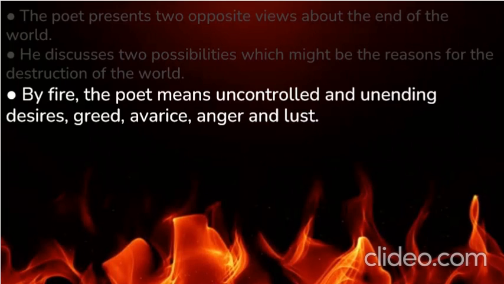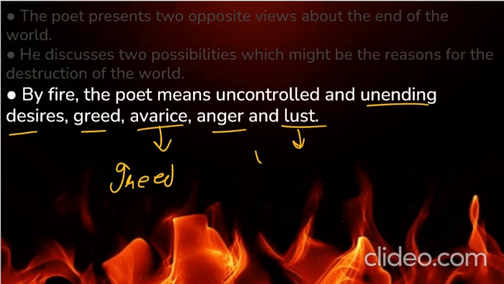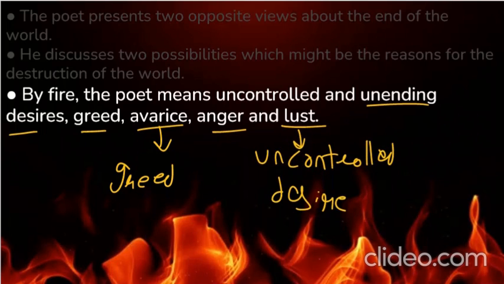Now, what does fire actually mean here? Fire in this poem is the unending desires of human beings, the greediness, avarice, which again means nothing but greed only. Correct, it's nothing but greed. Anger, lust, uncontrolled. Lust is nothing but uncontrolled desire. That is lust.